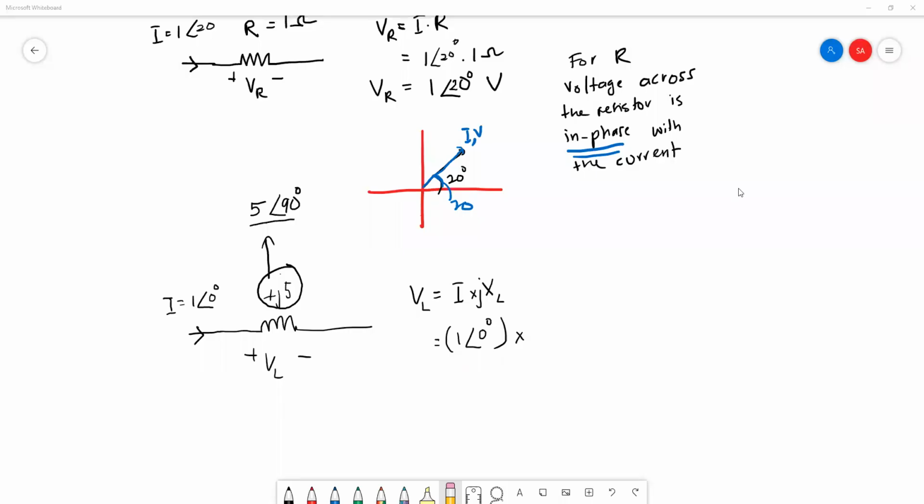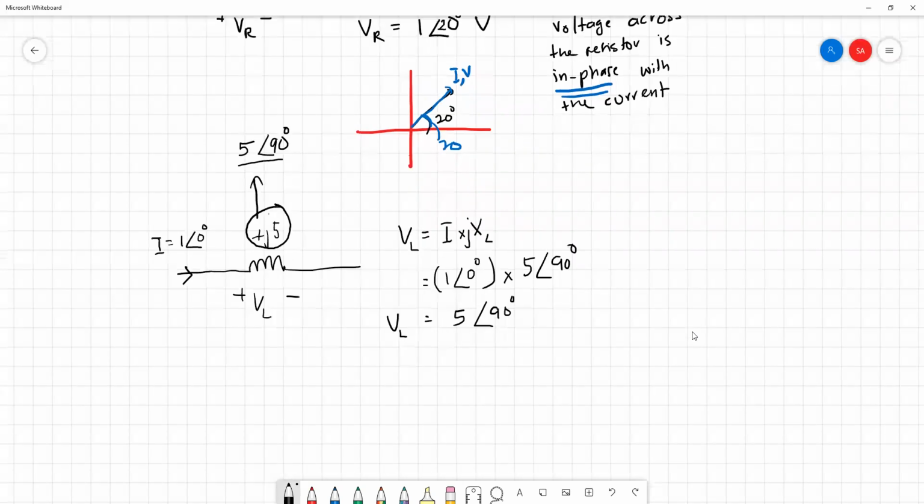Because I is right now in polar form, I write down my positive JXL also in polar form, so 5 with an angle of 90 degrees. So simply I have my voltage across the inductor is 5 with an angle of 90 degrees, right? Okay.